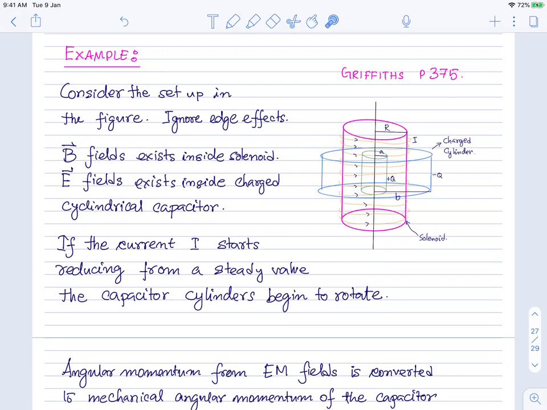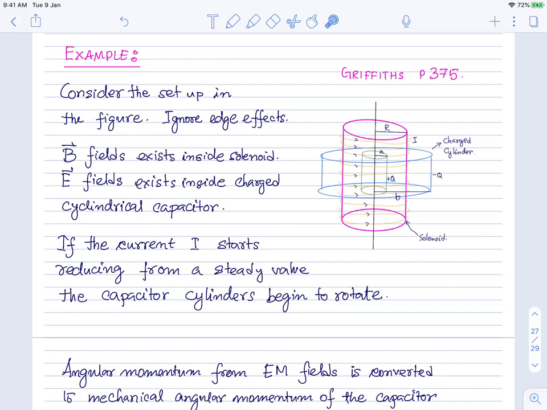So here, you have three cylinders. There's one cylinder in the middle, around which there's a wire wrapping around. So this is like a solenoid, the cylinder of radius capital R. And you have magnetic fields inside the solenoid. Outside, you can say that there are no magnetic fields. There are magnetic fields only inside the solenoid.